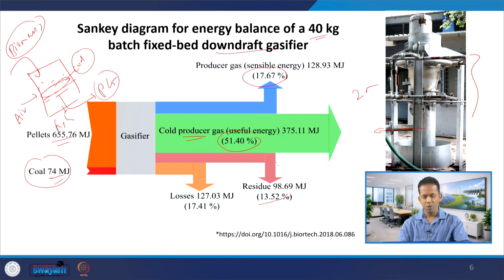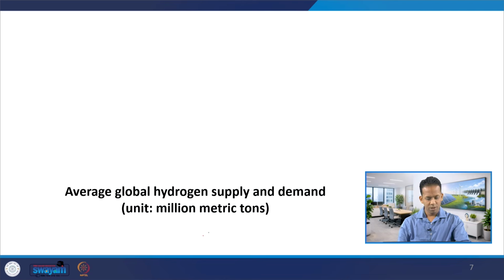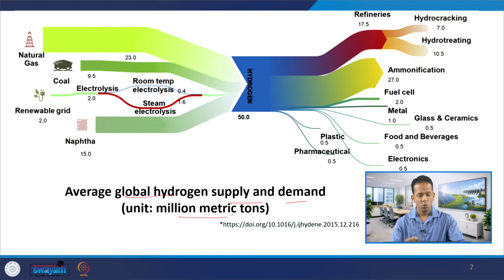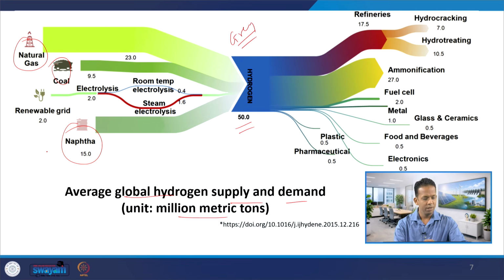And then there are some losses of energy which go with the residue or as a heat loss. This is the last example, for supply and demand of hydrogen globally, and the unit is million metric tons. So at present, if we take into account the global hydrogen supply and demand with respect to 50 million metric tons, we know that most of the hydrogen is grey hydrogen. Grey hydrogen is the one which is produced from fossil fuels, mainly by steam reforming of natural gas and coal or naphtha.